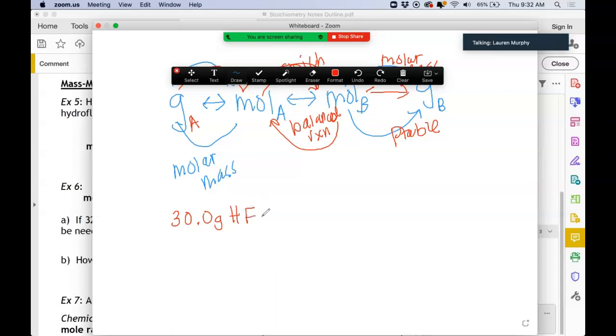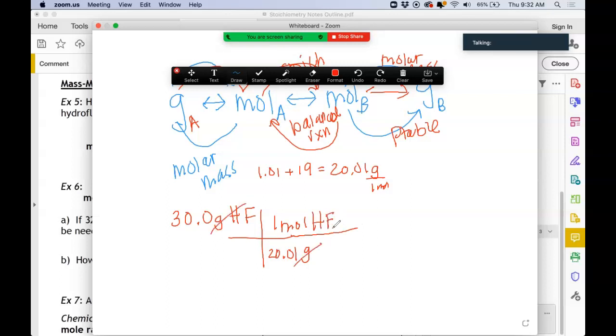So we need to turn grams to moles for HF. So you take a hydrogen, which is 1.01, and you add a fluorine, which is 19. So what's that? 20.01 grams per 1 mole, right? So grams per 1 mole. This is the molar mass of HF, 20.01. Okay. Now we're at moles, we can do mole ratios.